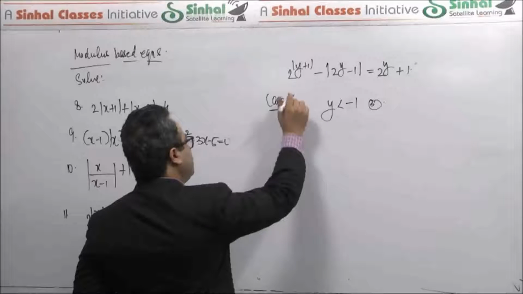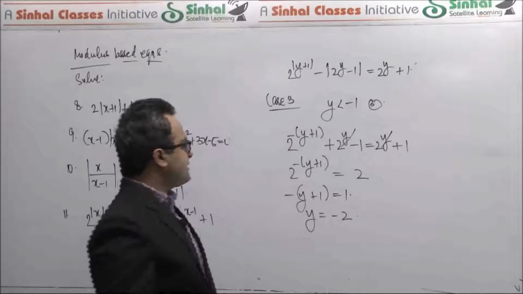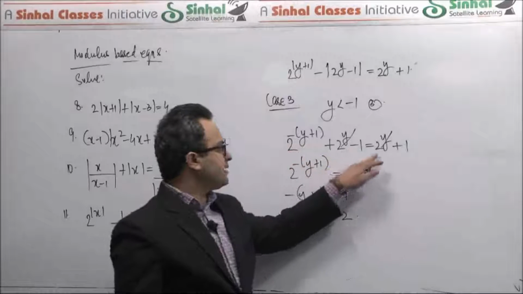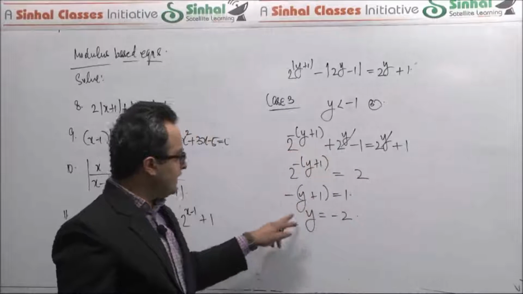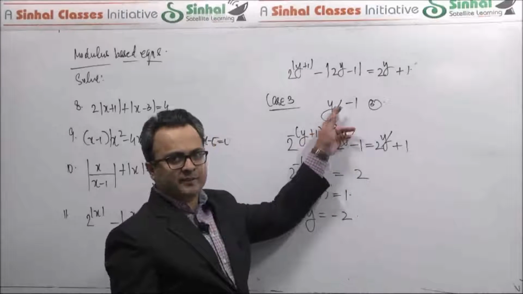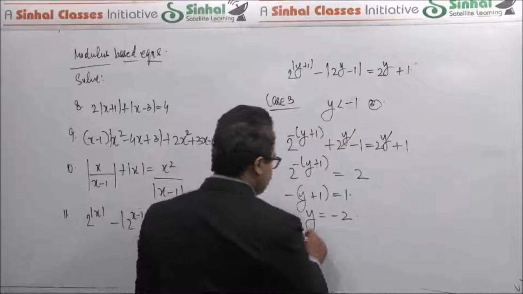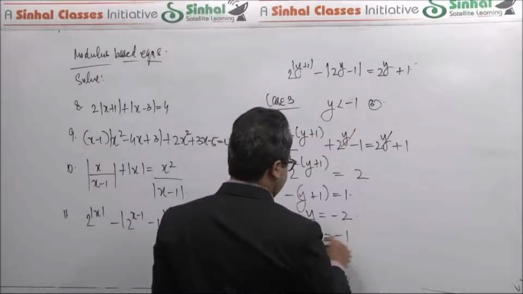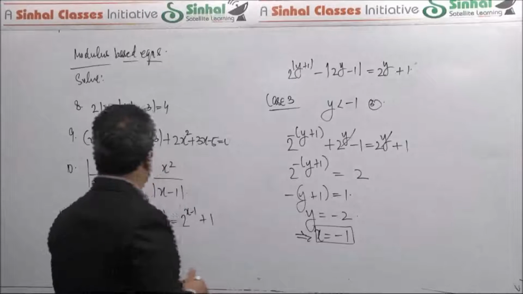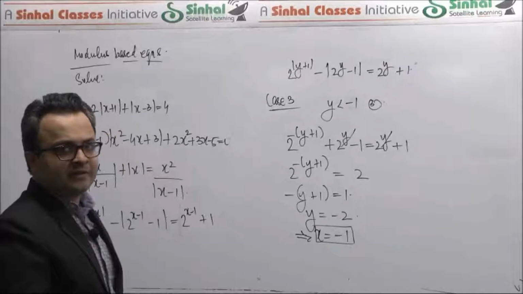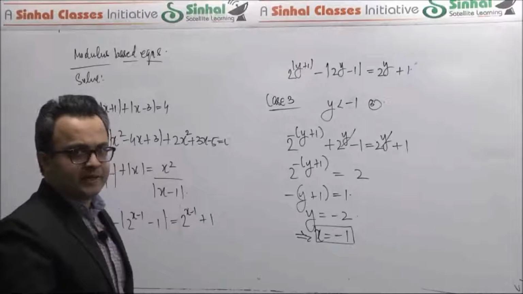So our last case is that y is less than minus 1. The third case, again, mod of y plus 1 will be minus of y plus 1. The second term, 2 raised to y minus 1, gets cancelled. So solving, I finally get y as being minus 2, which again is acceptable because it satisfies the assumption. And if y is minus 2, then x itself must be y plus 1, so minus 1. Right, so this is another solution that we've been able to find for the system, that x is equal to minus 1.